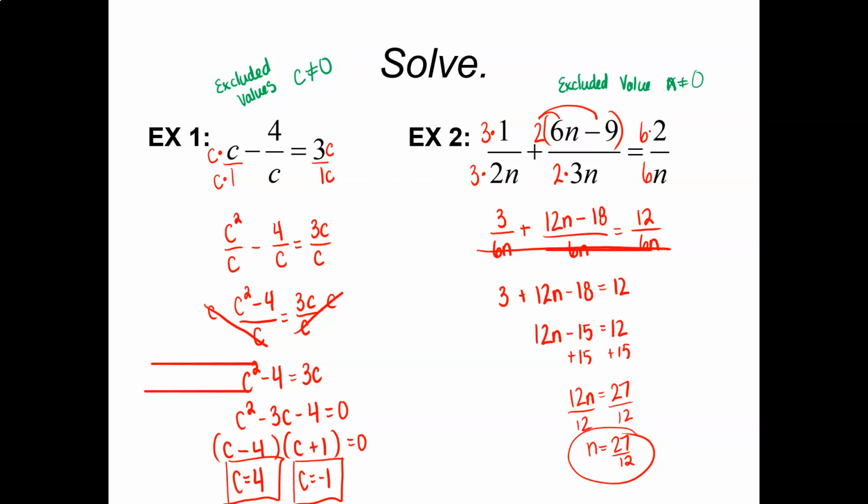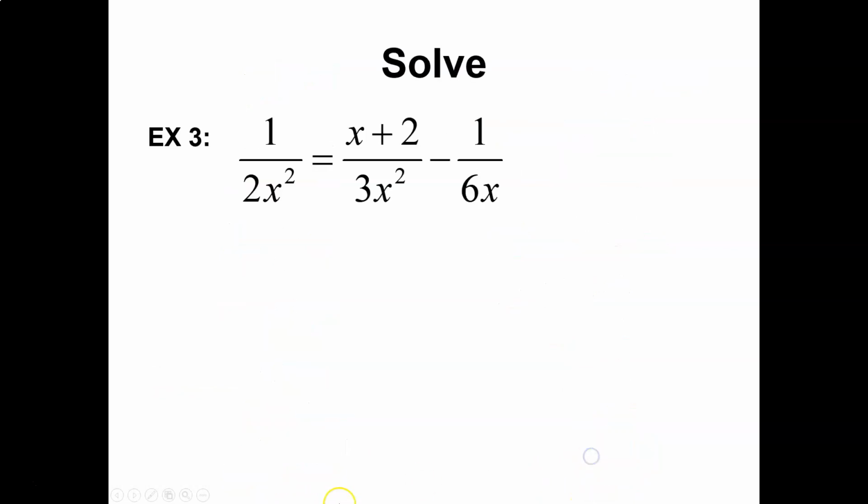Okay, questions? You can forget to check the excluded value and it won't change anything as long as one of your answers was not an excluded value. It's fairly rare, but it does happen that those are excluded values. So that's why we want to check them every time. All right, here's your next one.